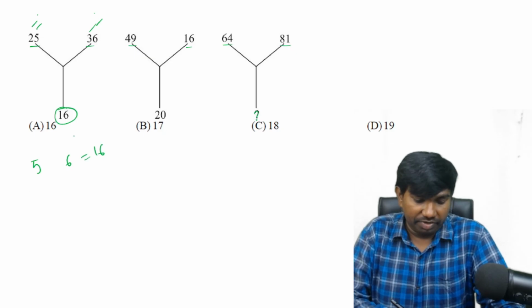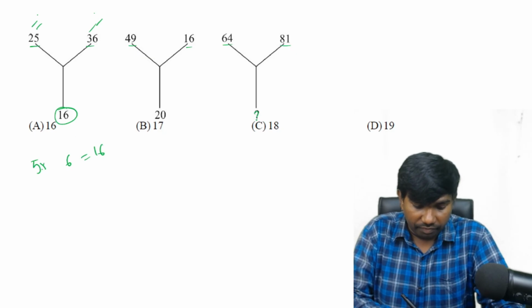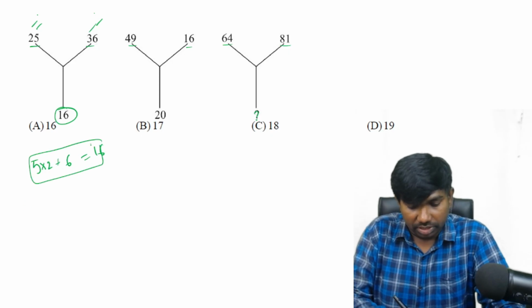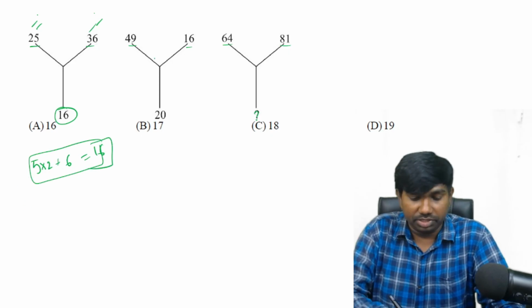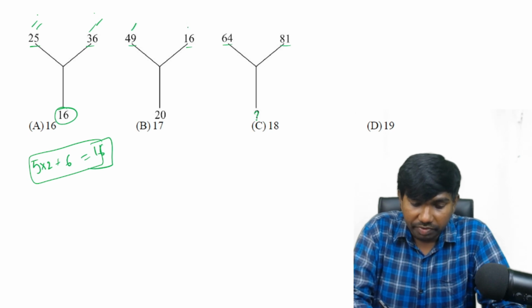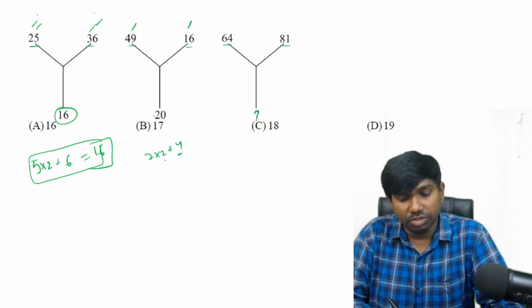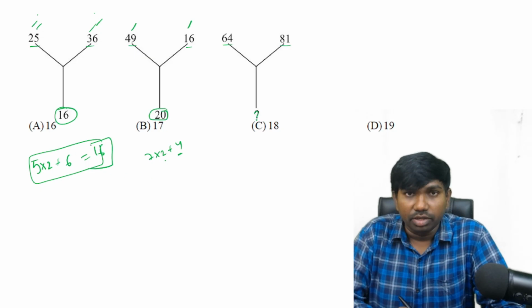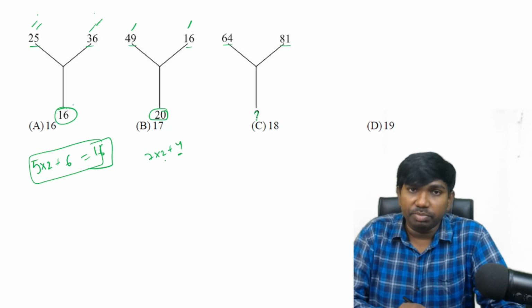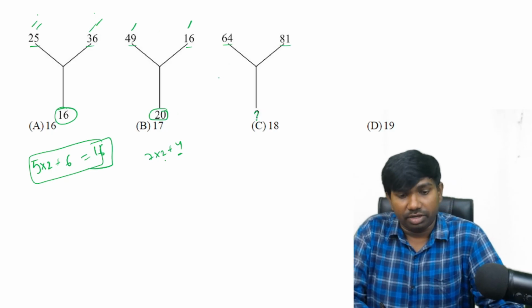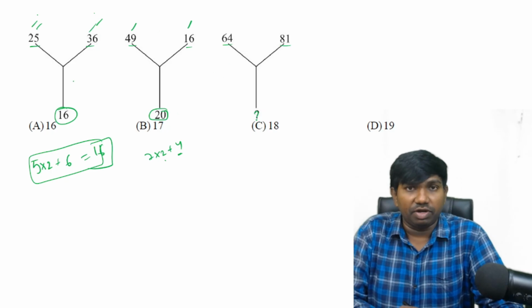Perhaps 5 twos plus 6. But is this logic suitable for the next figure? Let us check. This is 7 square and 4 square, so 7 into 2 is 14, plus 4 is 18 only, but here it is 20. Whatever logic we take should be satisfied in every figure. Don't confirm the logic with only one figure.